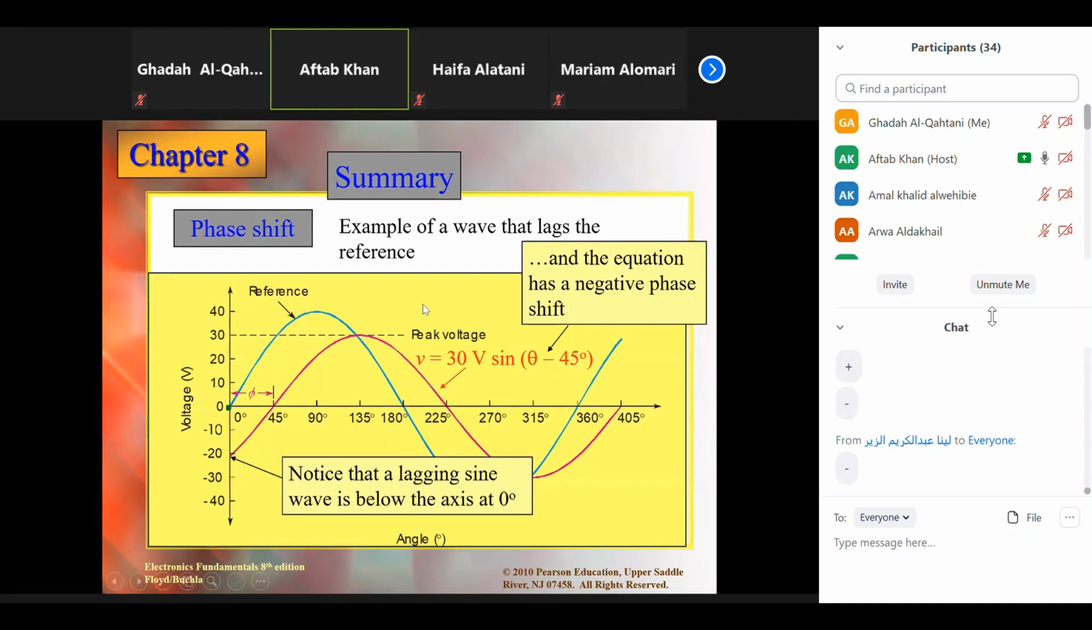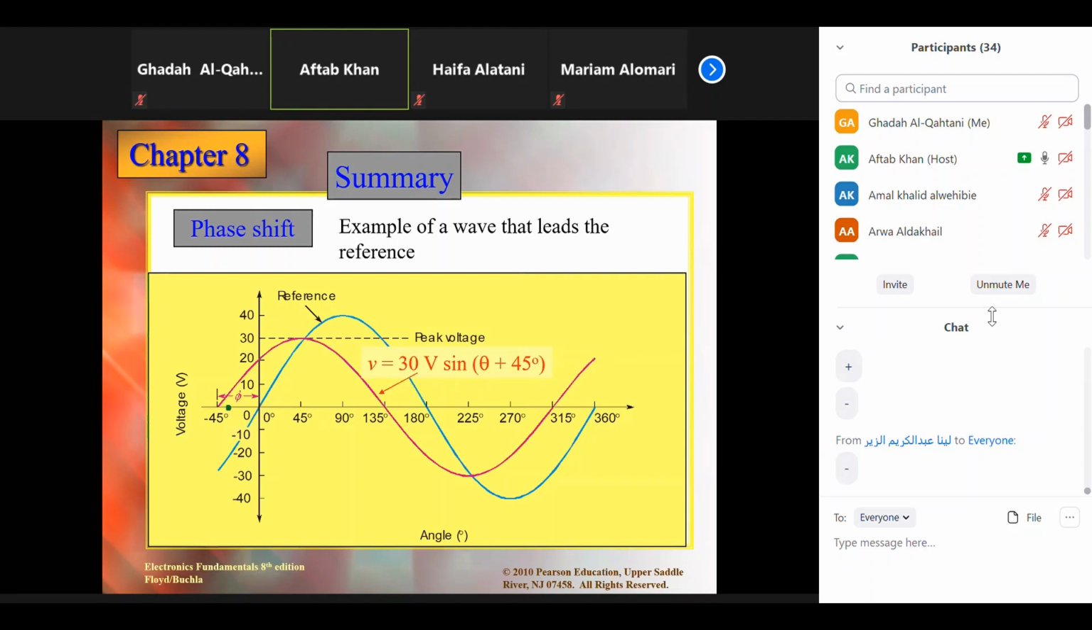Let's see another example where the waveform leads. This time lags, that's why negative phase shift. Now, this waveform leads the reference. You can see the red one advances, starting earlier. And how much earlier? You can see the angle mentioned here, 45. And it is leading, so it will touch the positive axis, not the negative axis, correct?